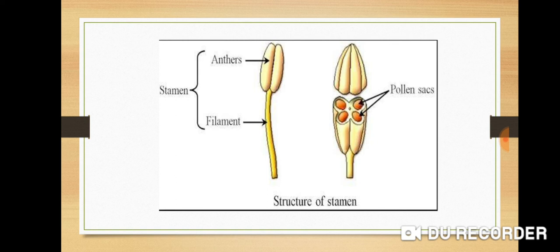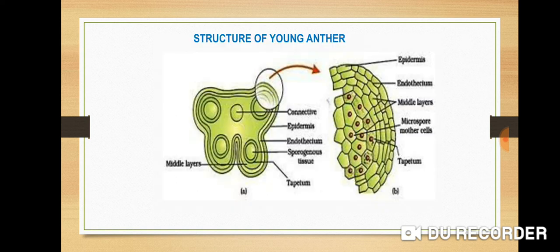First we know about the structure of the young anther. The young anther consists of a homogeneous mass of meristematic cells. It is surrounded by an epidermis. The epidermis is single layered. In a dithecous anther, the anther soon becomes four-lobed, and in each lobe a microsporangium develops.